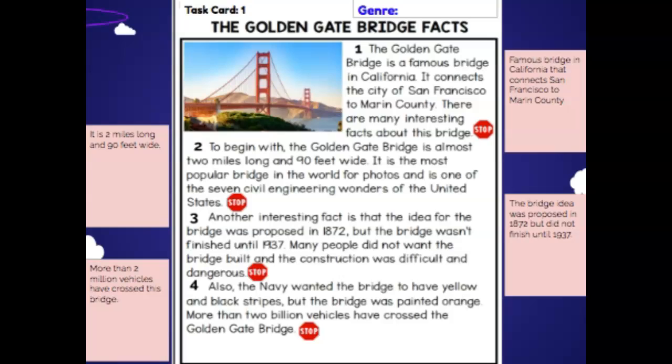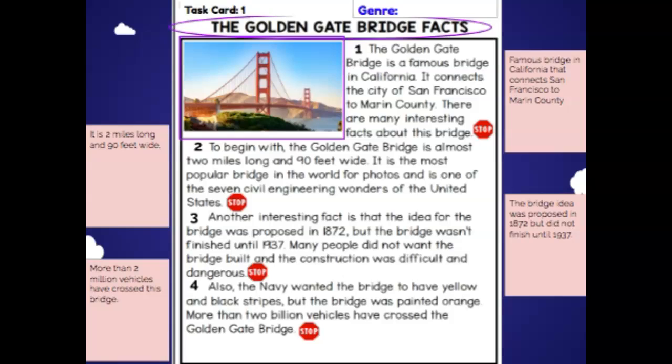So first thing we're going to do is read the title, The Golden Gate Bridge Facts. And now I'm going to drag this over because I know I always want to circle the title. Now I'm looking for any text features. So I know here we have a photograph. So I'm going to circle the photograph or put my box over it. And now I can begin to read.